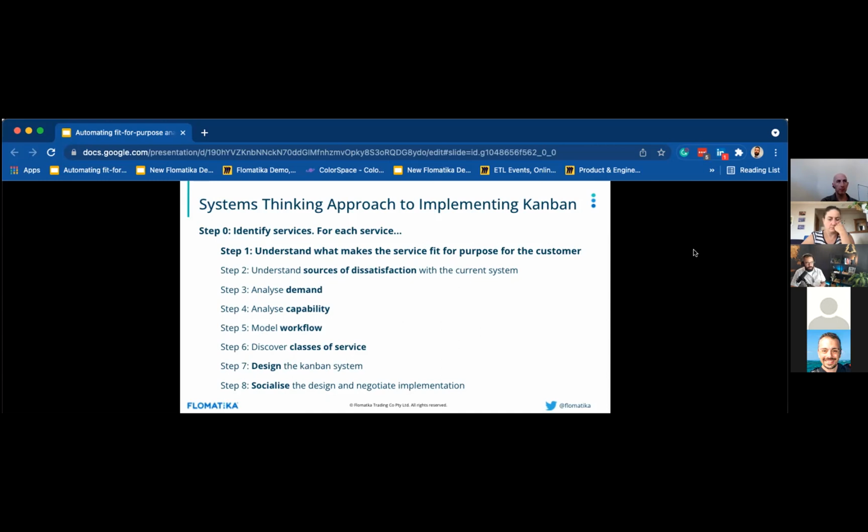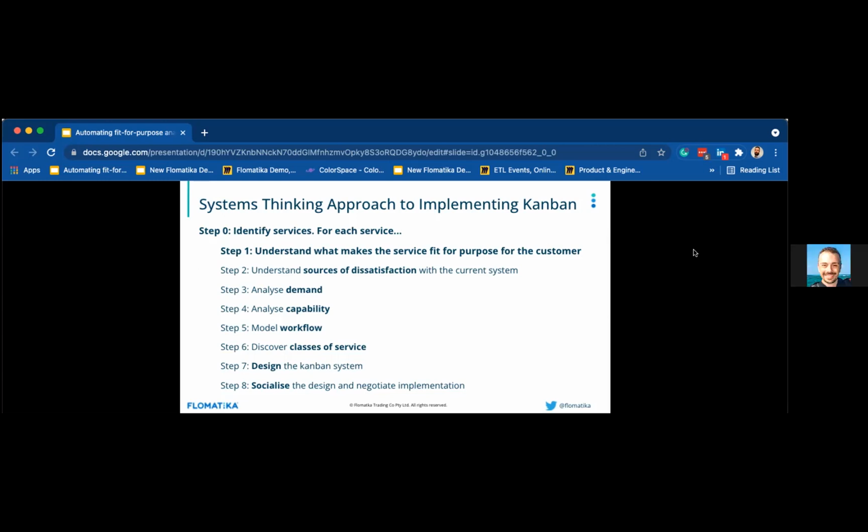So usually people go, what is the service about? What do you guys do? And then jump straight to source of dissatisfaction and so on. So I think step one is really about exploring the criteria.